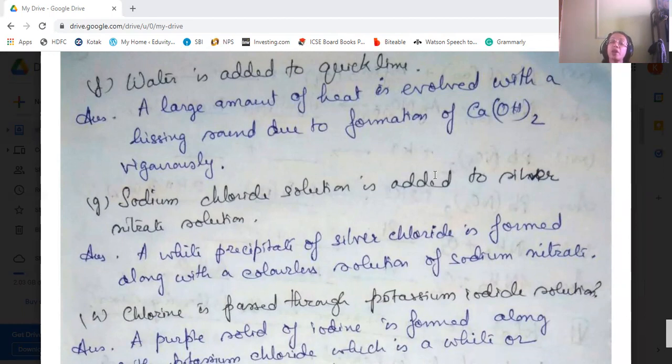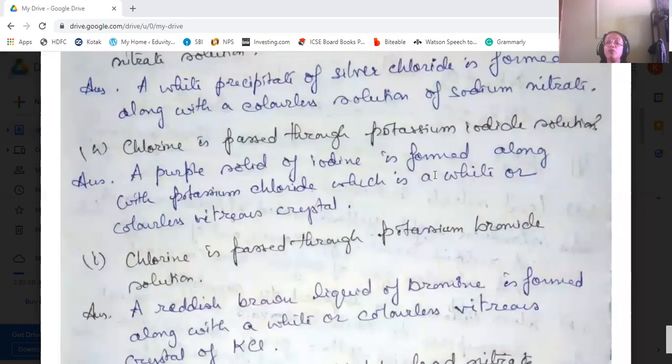Chlorine is passed through potassium iodide solution. Then it will form what? Potassium chloride, which is white or colorless, and it's a vitreous crystal. It will be crystal type. And a purple solid of iodine will be formed because iodine is displaced by chlorine. So we will see a purple solid.